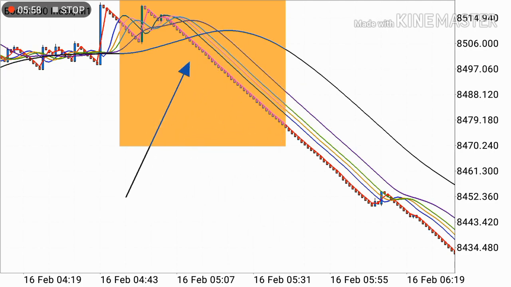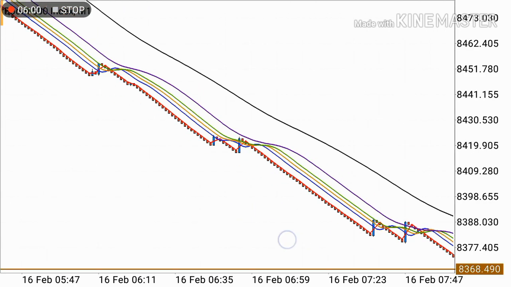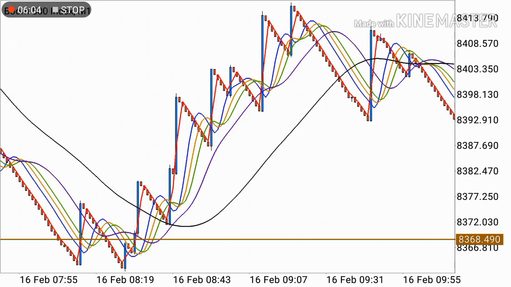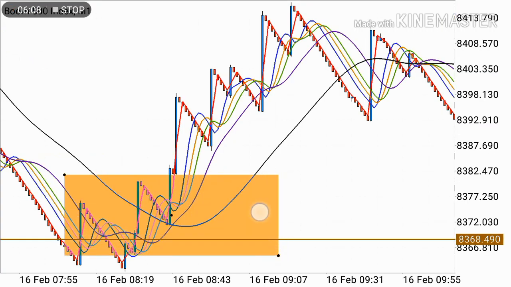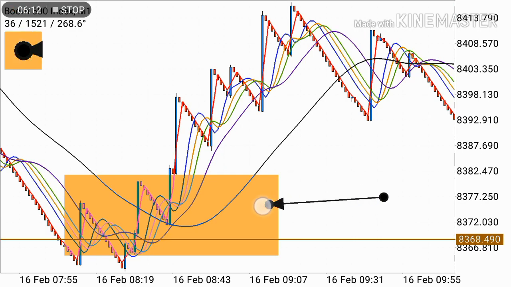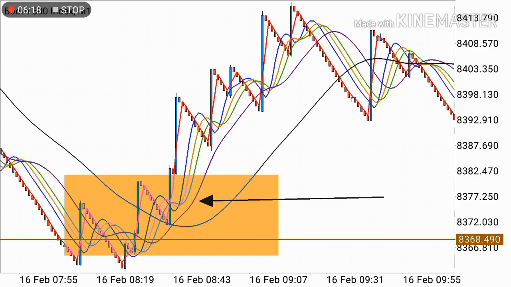Okay, and look how many pips, how long this trade works. And the market again, look here, repeats the same thing. Once all moving averages cross each other, you have to place your next trade for buy. And look how many pips.